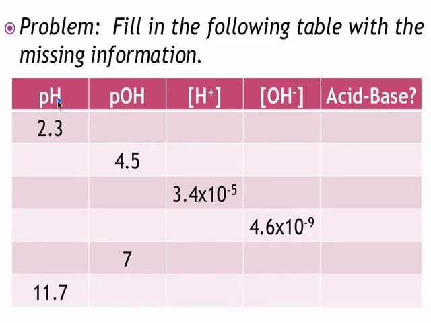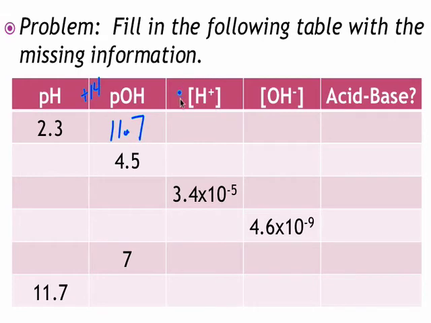So flipping back through all of your notes and formulas, I know that the pH plus the pOH always add up to 14. So if I take 14 and subtract 2.3, I end up with 11.7. And that's how I'm going to solve for the pH and the pOH. They always have to add up to 14. So these add up to 14, those two right there.